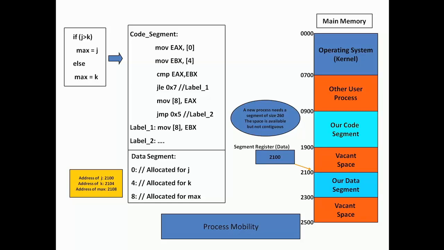So now I do what you call garbage collection, and the moment I do that, please note that I get enough space for loading the new program, and now the program is actually loaded. My new vacant space becomes 2160 to 2300 as you see here, because the new process of 260 bytes is already loaded here. Now automatically the addresses of the variables j, k and max also change. Okay.